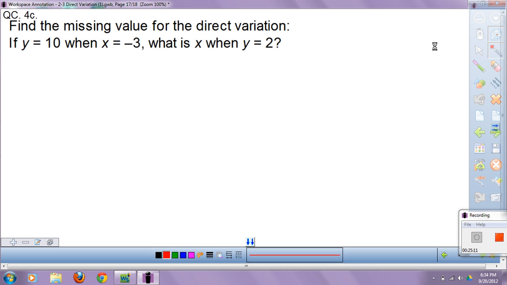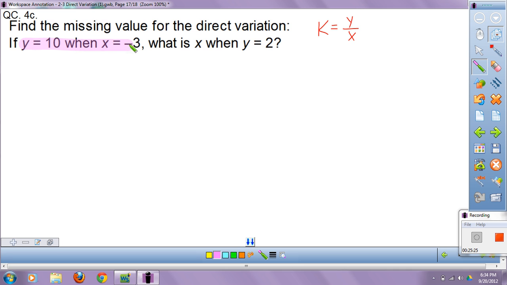Okay, again, we know that this is a direct variation. So since it's a direct variation, that means that the k must be constant. K equals y divided by x. Since these ordered pairs are in a direct variation together, their k's were equal. K was constant. If their k's are equal, then their ratios y divided by x are equal, since k is simply y divided by x. So that's just some substitution there.